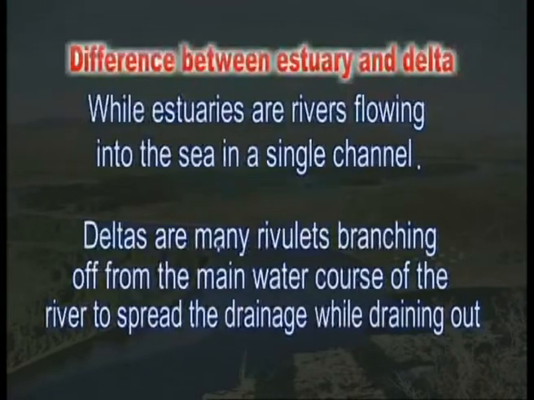Difference between estuary and delta. While estuaries are rivers flowing into the sea in a single channel, deltas are many rivulets branching off from the main watercourse of the river to spread the drainage while draining out.